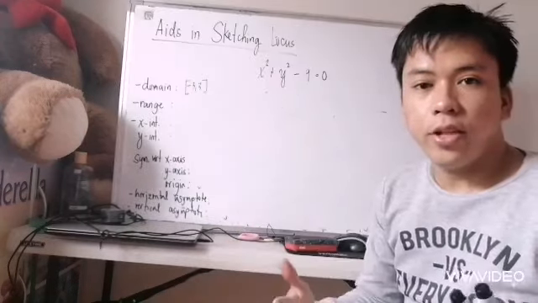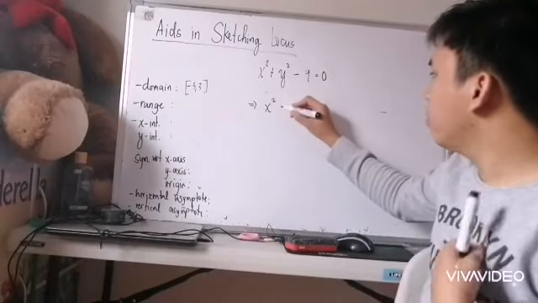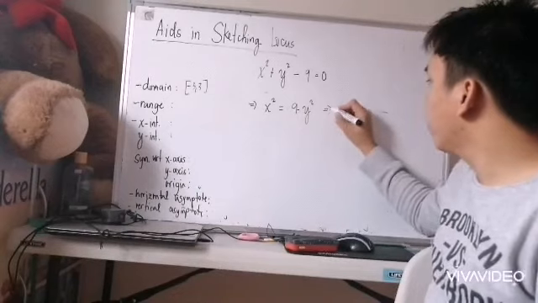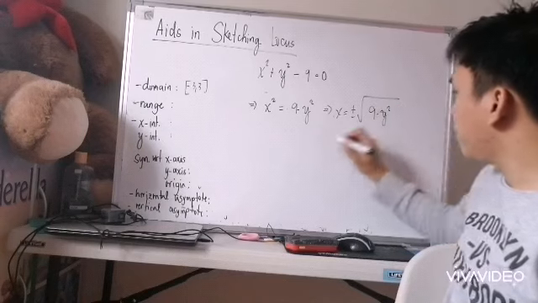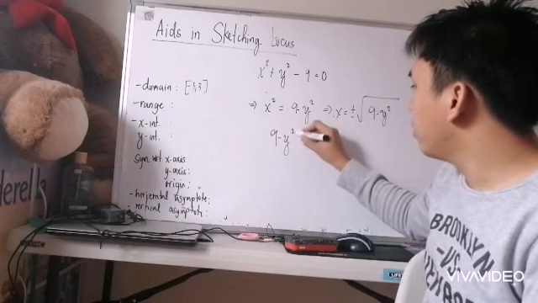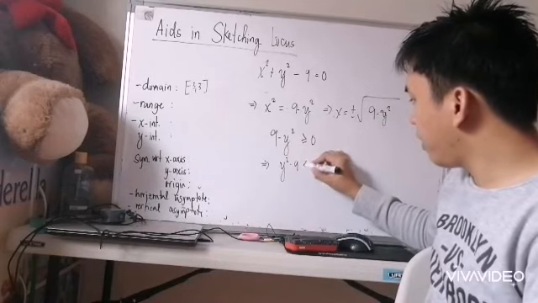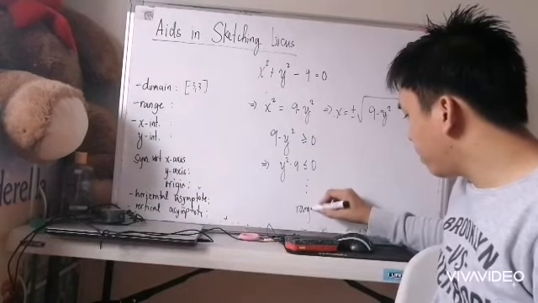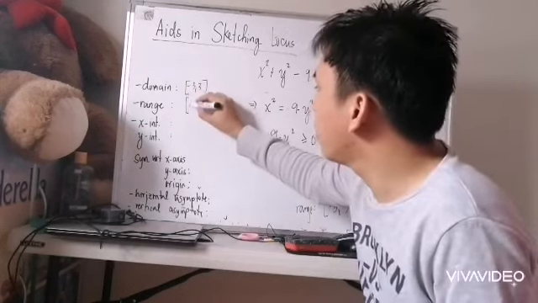That's it. Now let's solve for the range. For range, let's have x squared equals 9 minus y squared, which implies x equals plus or minus square root of 9 minus y squared. This is technically the same as what we've done earlier. So 9 minus y squared is greater than or equal to 0, implying y squared minus 9 is less than or equal to 0. And we're done with this earlier. The range is from -3 to 3. So the same here.